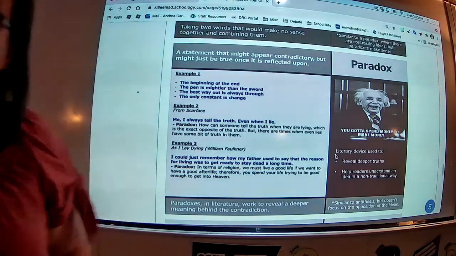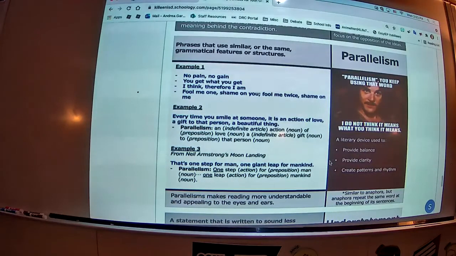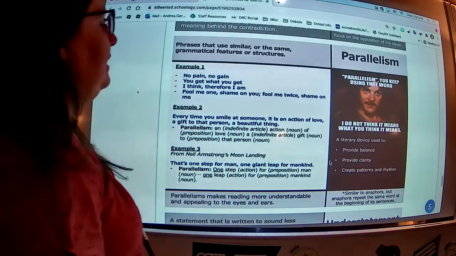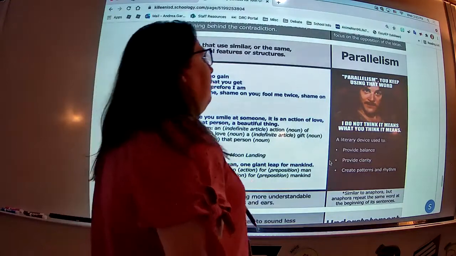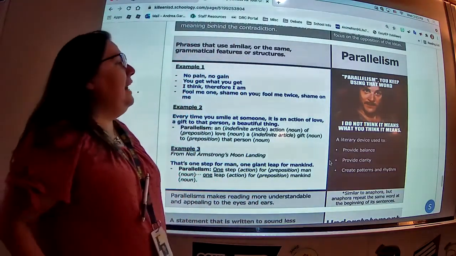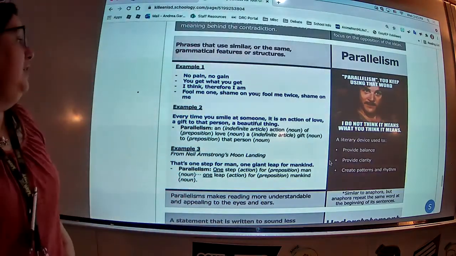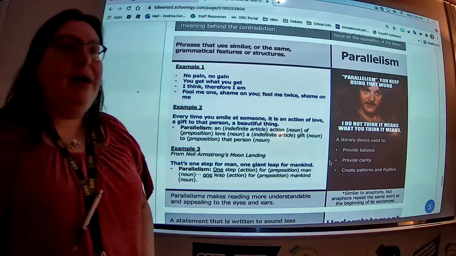Okay, any questions? There's only a couple more, I promise. All right, parallelism. You guys have probably heard about this in math, but this is the English one. And it's basically when you use similar structures or grammatical structures. You guys hear it a lot, especially in songs and rap.